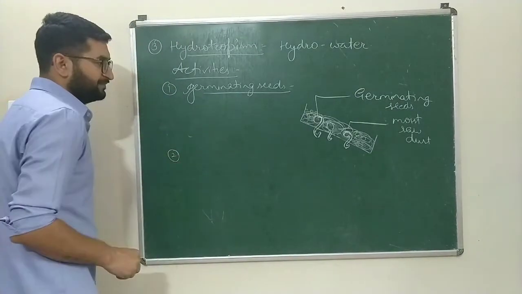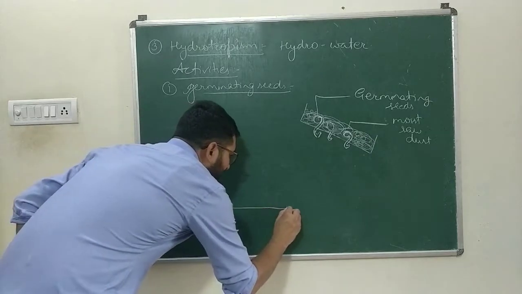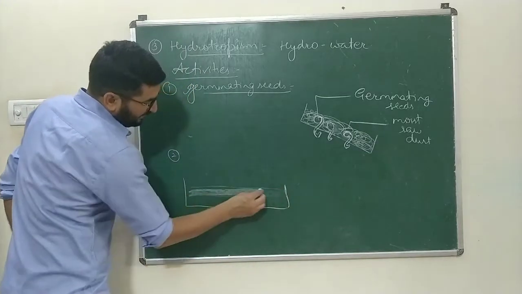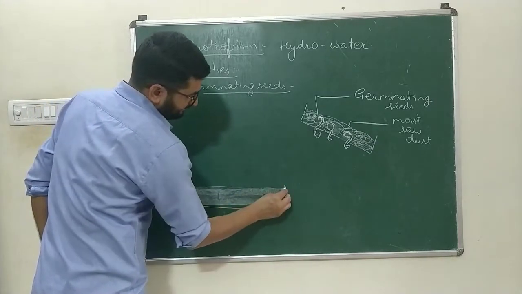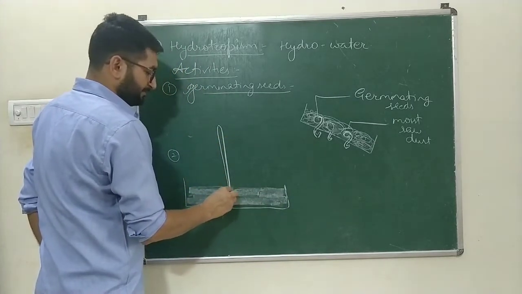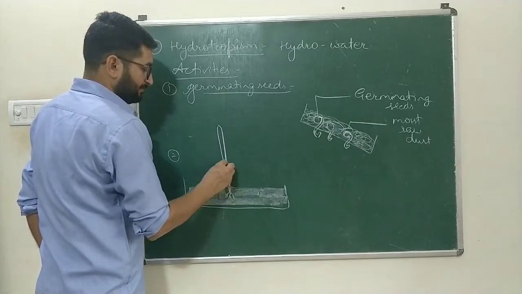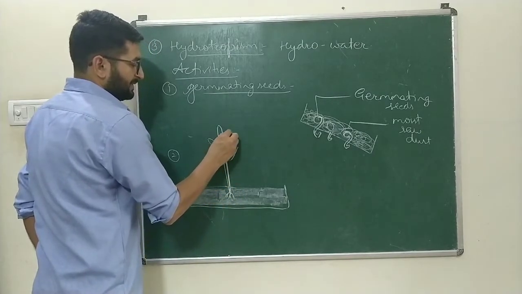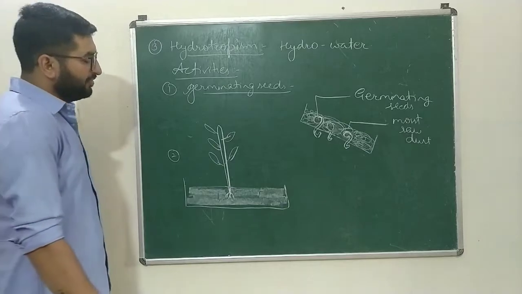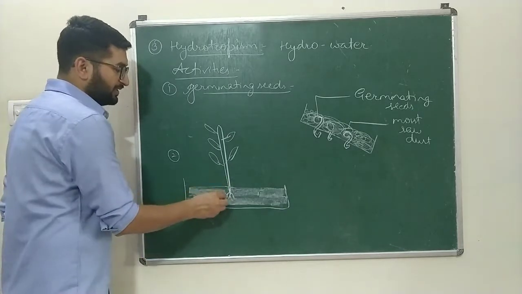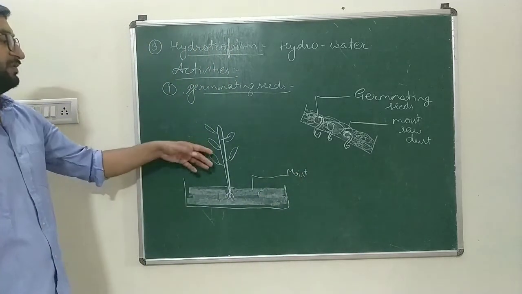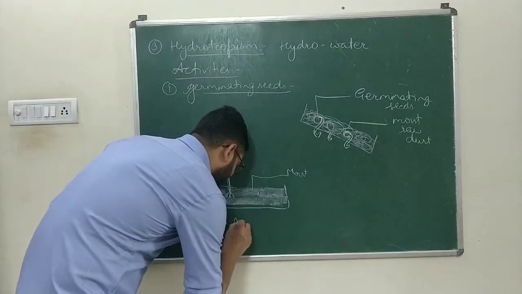Next activity. Take a wide container. Fill it with soil. Put a plant in it. We'll observe that the root will move downwards towards water. The whole soil is moist. And the shoot will move away. This is the first case.